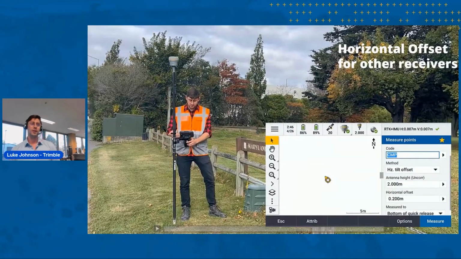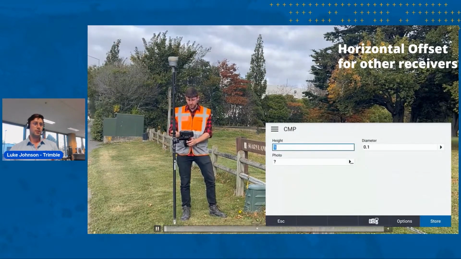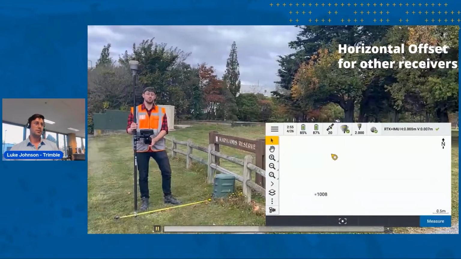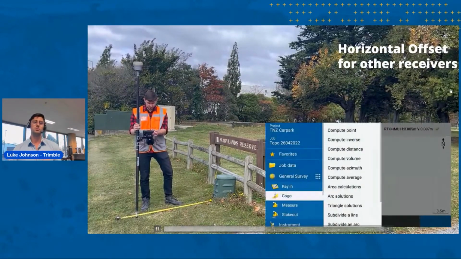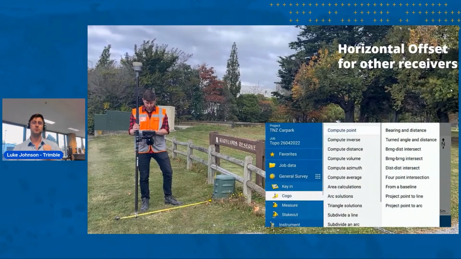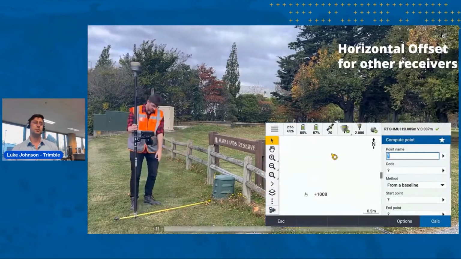If you don't have a receiver like that but still want to do something like this horizontal tilt offset, there's a couple of other options. In Trimble Access, there are a lot of COGO functions that can be really useful. So let me jump you to where we go to this. We have a COGO function called compute point. And if we do this from a baseline, we can define the baseline.